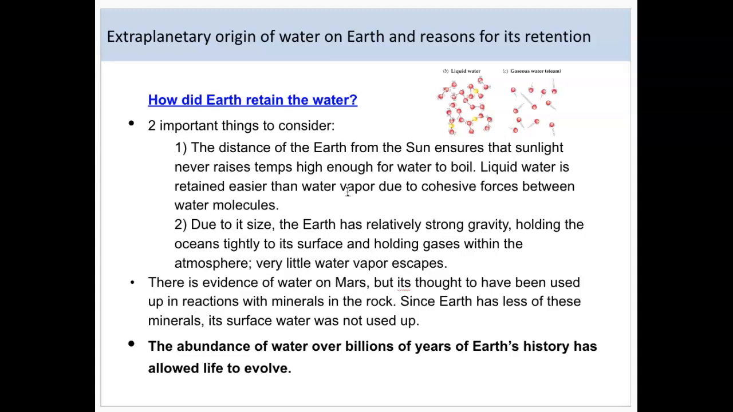There is evidence that Mars may have had liquid water on it at one time, but it's thought that it used up that liquid water in chemical reactions due to the types of minerals that are present within the rock on Mars. But since Earth doesn't have as much of these particular minerals, its surface water was not used up, and that also allowed for us to keep water here on Earth. One thing we know is that we need water for life. So the abundance of water over billions of years throughout Earth's history has allowed life to evolve.